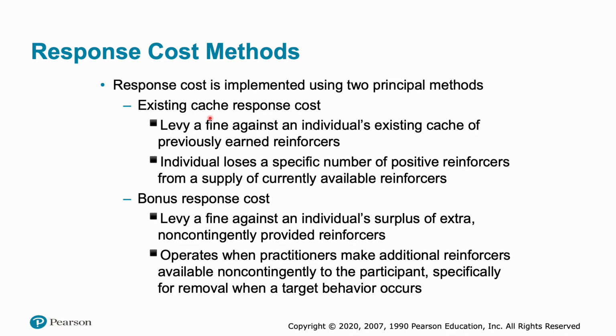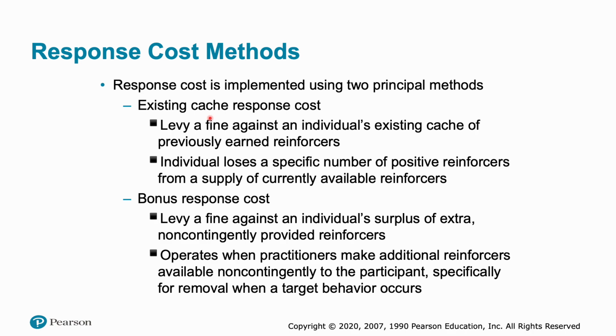So let's go back to the response cost. Basically, all it is, is an individual loses a specific reinforcer that they already had access to, or they lose a specific number of reinforcers. They don't lose the entire reinforcer, they lose a specific number, which usually is a generalized conditioned reinforcer, like the tokens in the example I just gave you, which can be exchanged for something else.